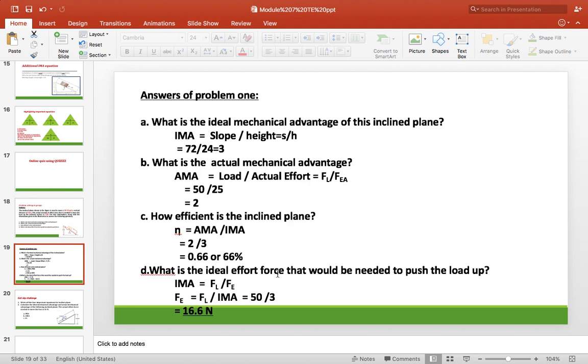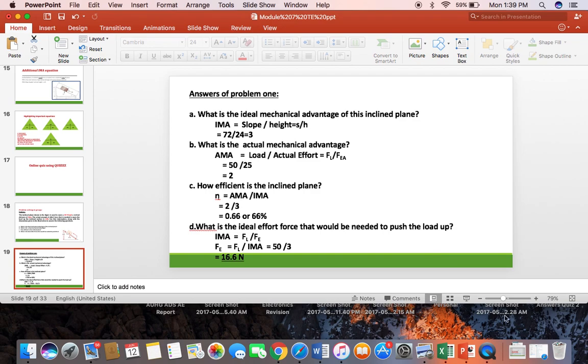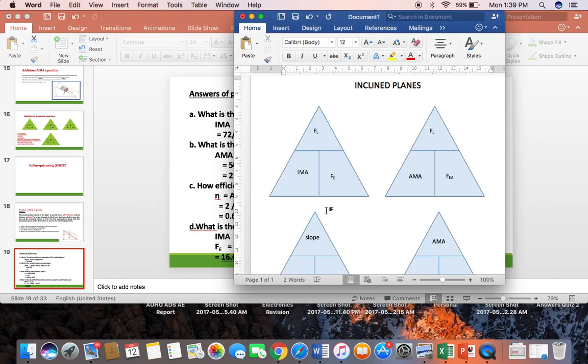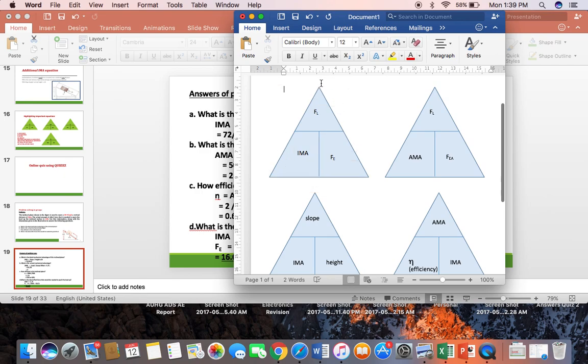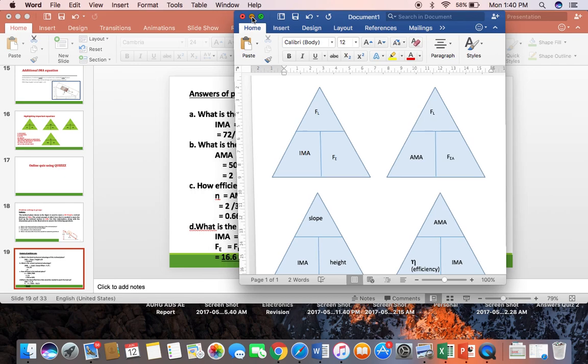What is the ideal effort force? Ideal effort force. So which triangle will I need? If I have to find the ideal effort force, I need this triangle, because ideal mechanical advantage, ideal effort force. Actual mechanical advantage, actual effort force. So this is how you have to memorize these.